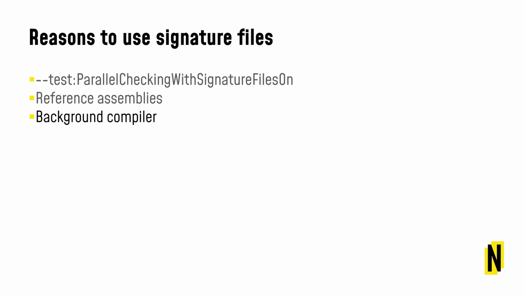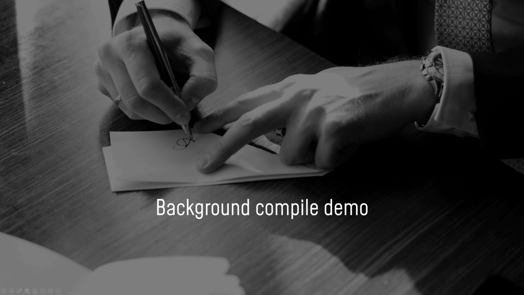Parallel checking with signature files on, and reference assemblies, are not in the official stable .NET yet, so I won't be covering those in this video. I might make a separate video for that later on. For the background compiler, I will explain this in a short demo.